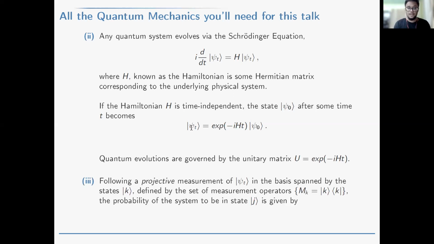Okay. So I've talked about quantum states, I've talked about evolutions. Now, how do you observe physically what the entries of quantum states are? I briefly mentioned how you do that.